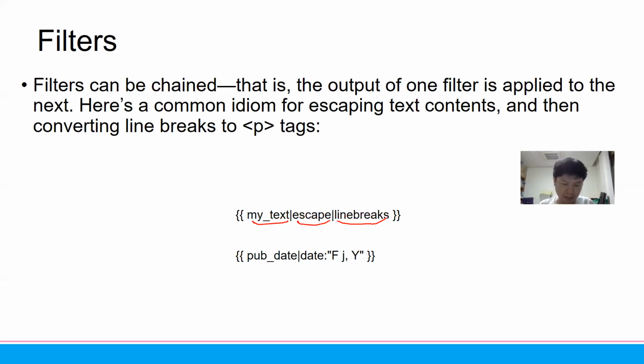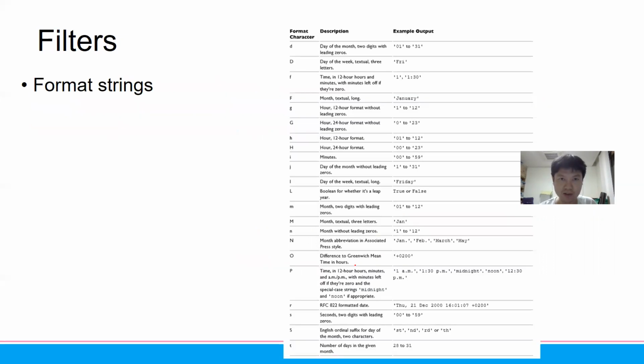The other example: if I have a publication date, I would like to have the date function according to F, j, and Y. So what are they? Maybe it's too small, so you can check on the PPT later. The format characters are already established by Django, and I guess it is also the same as other programming languages like SQL and HTML, maybe.